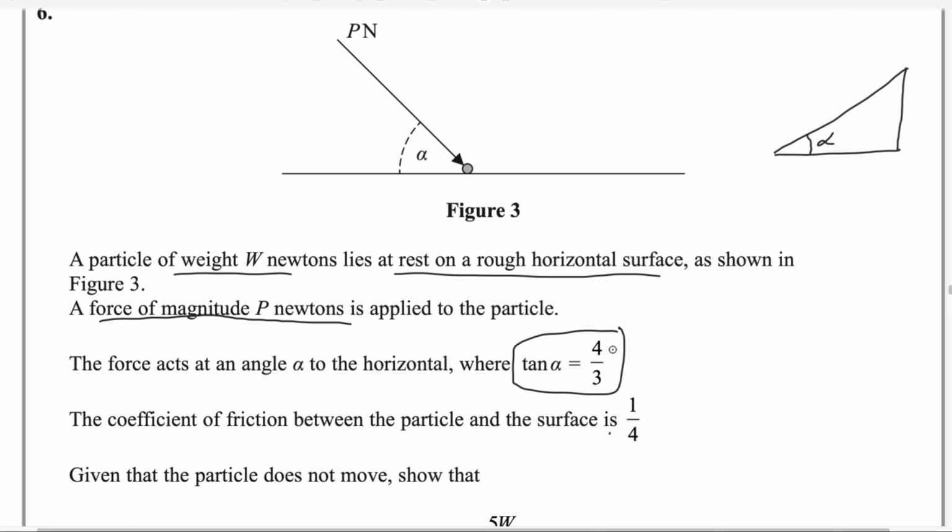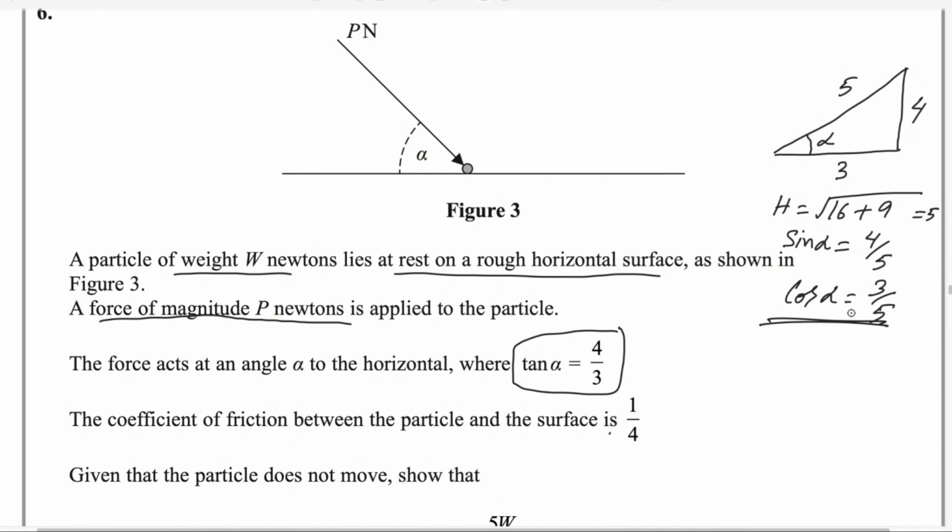So this is alpha. We know that tan is opposite over adjacent. Here opposite is 4 and adjacent is 3. We can find the hypotenuse by using the Pythagorean theorem: 16 plus 9 gives the answer 5. So this is 5. Now we get sine alpha, which is opposite over hypotenuse, 4/5, and cosine alpha, which is adjacent over hypotenuse, 3/5. After doing so, it will work for us in the upcoming part.